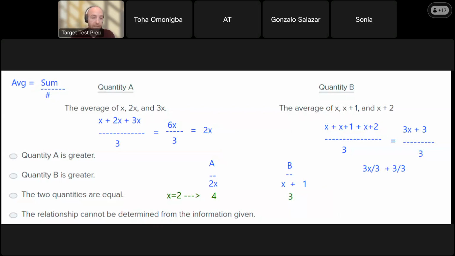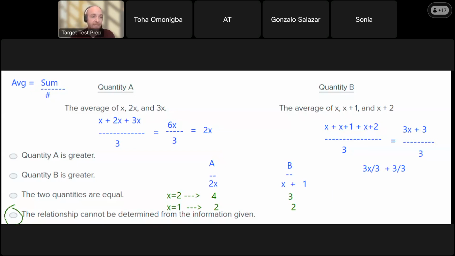But if x were equal to 1, then what would happen is I would get 2 on this side, and I would also get 2 over here. And I just produced contradicting answer choices, right? Quantity A is bigger in the first example, but they're equal in the second, which is enough for me to see that the answer has to be D here.